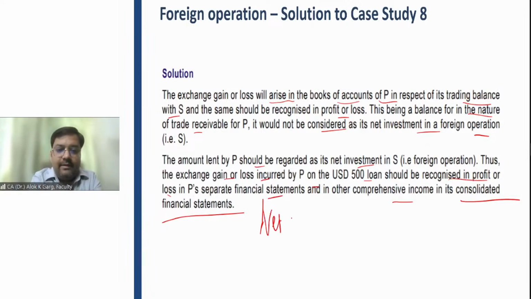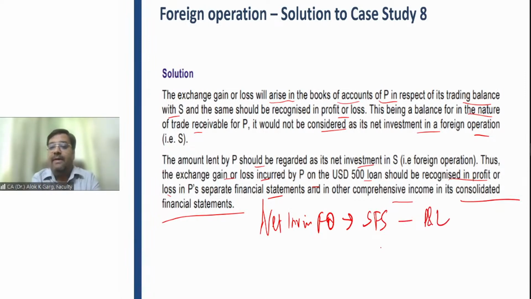Net investment in foreign operations, right? In the standalone financial statement of the parent, it will go into the P&L impact. In the consolidated financial statement, it will go to the OCI, right?